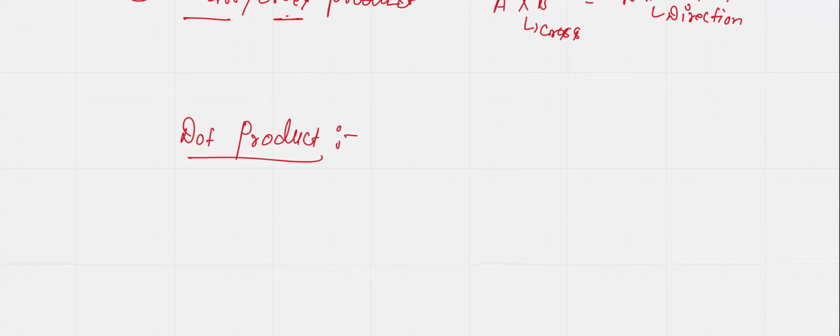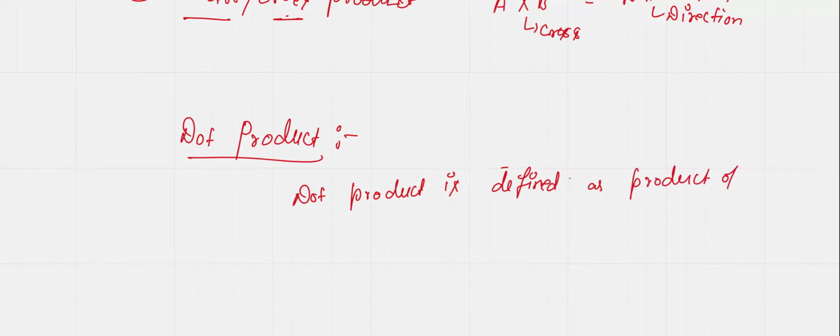In case of dot product, what is dot product? Basically, it is defined as the product of the magnitudes of two vectors and the cosine of the angle between them. Dot product is defined as the product of magnitude and the cosine of the angle between them.